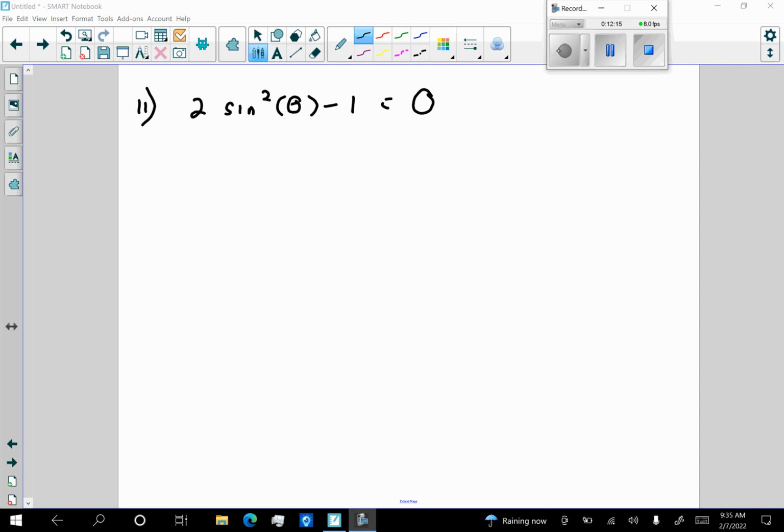Okay, so you did a very good job on this one, Jolene. We're going to add the 1, and we're going to have 2 sine squared theta is equal to 1.